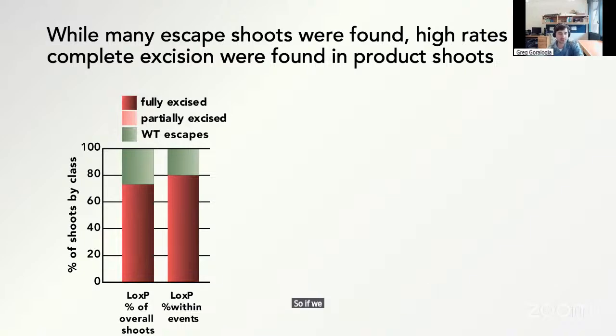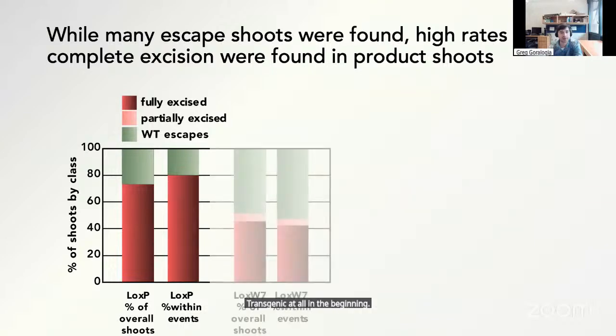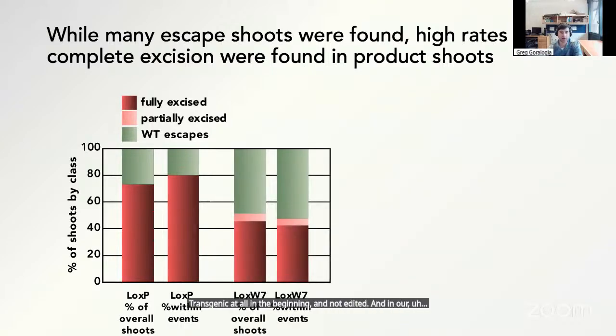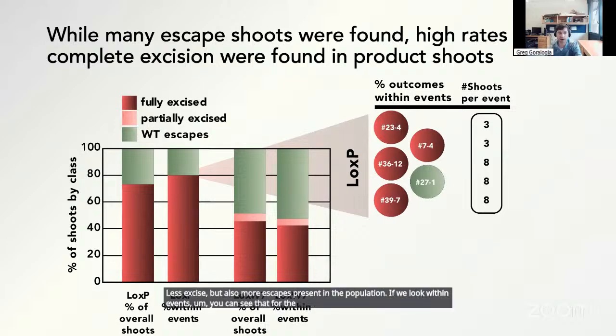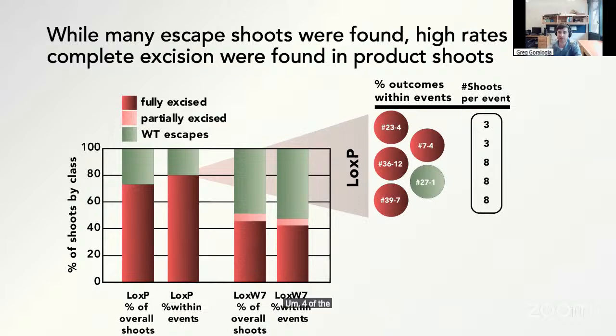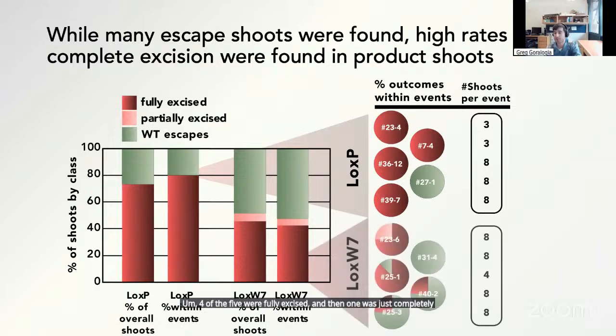So if we look overall using these canonical loxP sites, most of the shoots and events that we obtained were fully excised, although we did have some underlying escape chimerism, so things that were not transgenic at all in the beginning and not edited. And in our alternative lox site, we generally saw the same trends where there were less excised, but also more escapes present in the population. If we look within events, you can see that for the loxP containing construct, 4 of the 5 were fully excised, and then 1 was just completely wild type escapes. And then again, for this alternative lox site, a little more complicated, but quite a few fully excised events that were present.